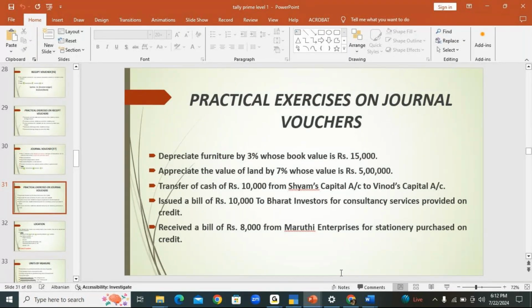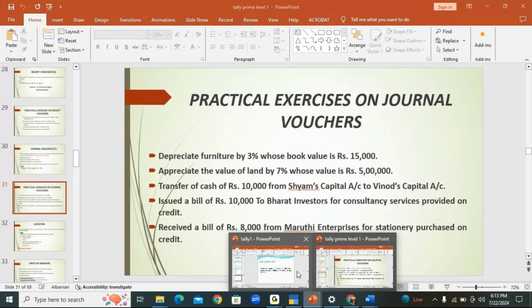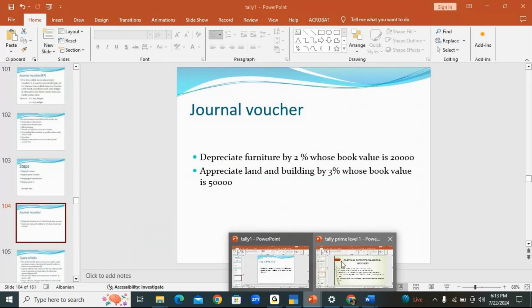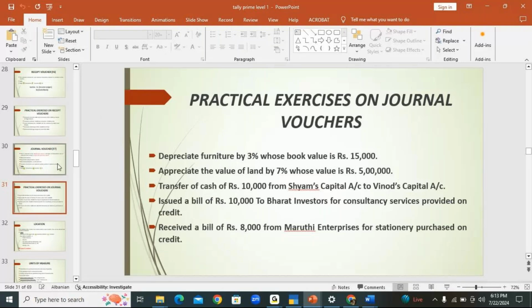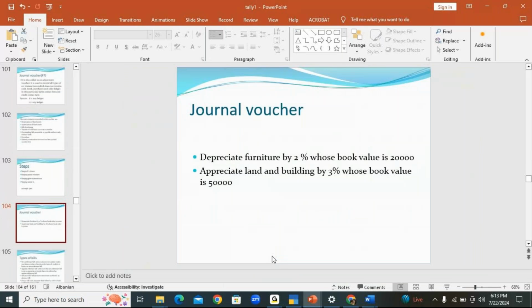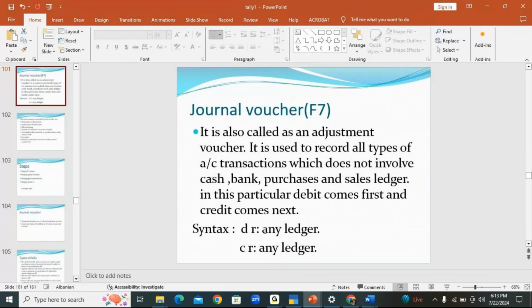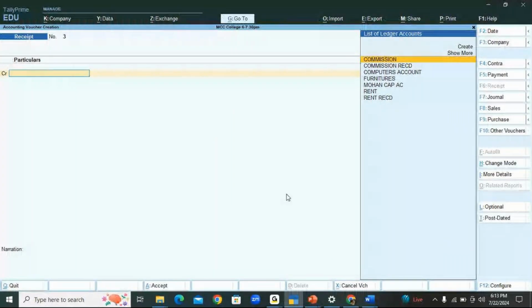Now after you are done, I want you to solve these first two questions, and the first two questions of the other one, 50,000 land and building. I want you to solve using this syntax. Just write which ledger, debtor, which ledger, amount, creditor, which ledger, amount. That's all. Nothing else to be done. Using this syntax, I want you to solve these four questions and send a photo. Once sent, put a thumbs up.